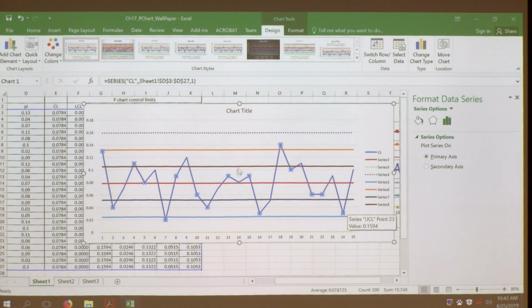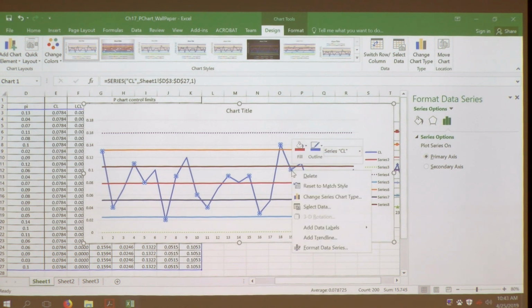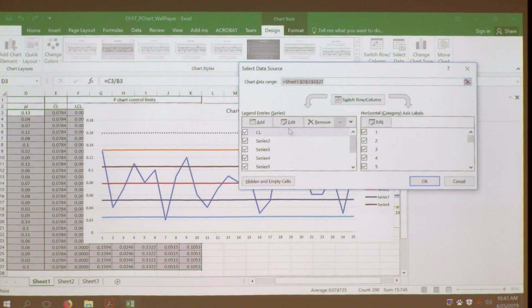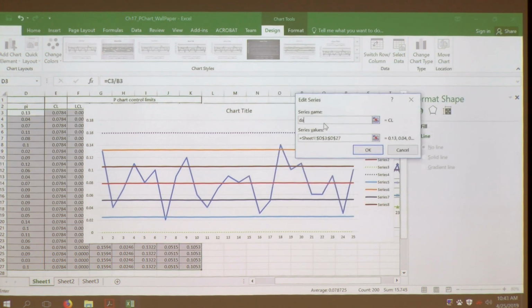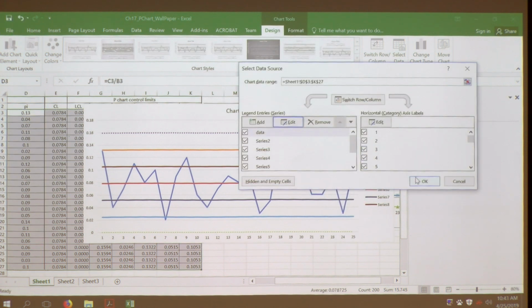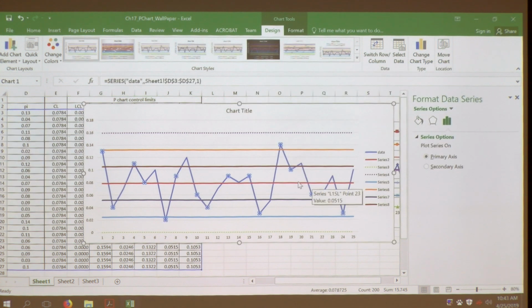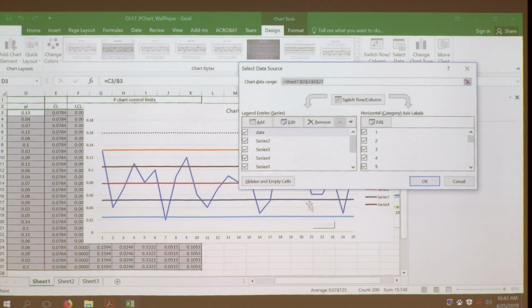You have this one, you selected it. This is the data. Okay, let's change it again. This is your data. Then you just put the data. And this one is your center line, and then you can change it to center line.